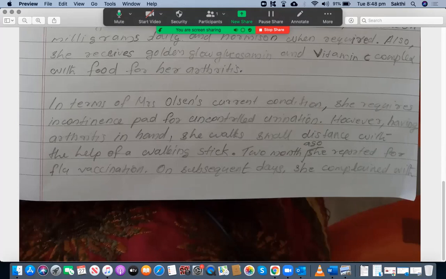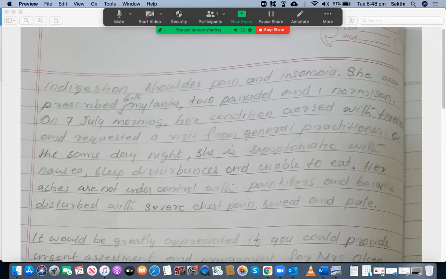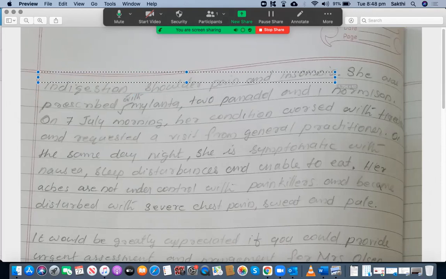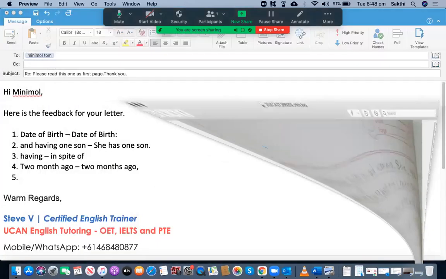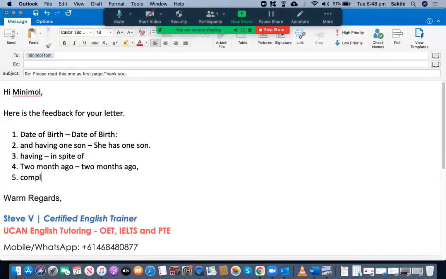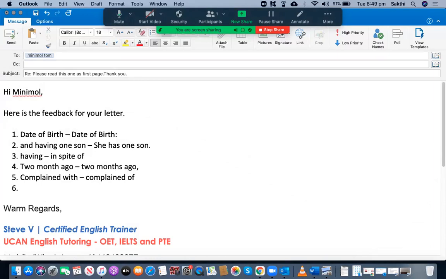She reported for flu vaccination. That's good. On subsequent days, she complied with indigestion, shoulder pain, and insomnia. It's not "complied with," it's "complained of." "Complied with" is incorrect. It must be "complained of." All right, let's go to the next one.